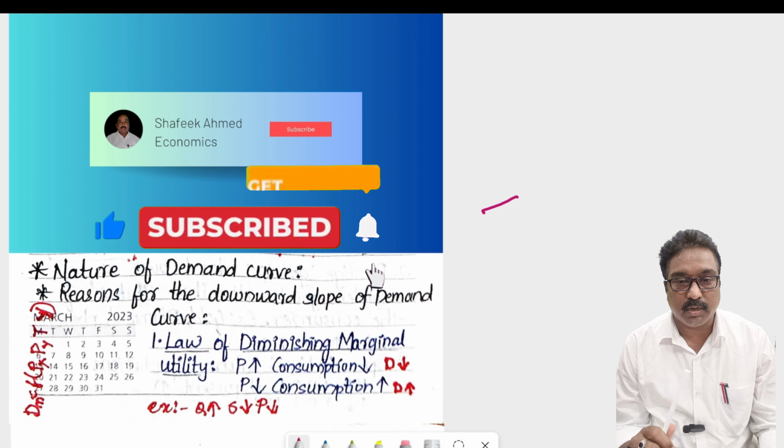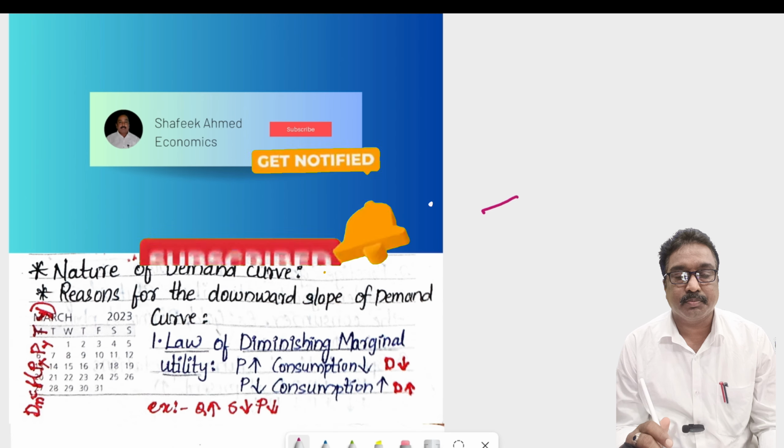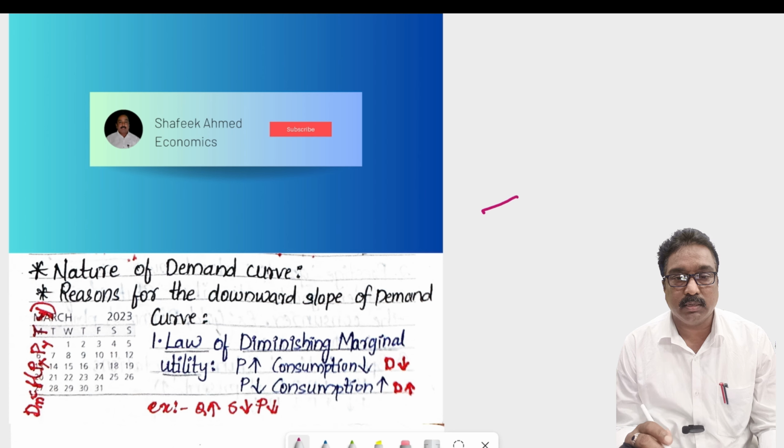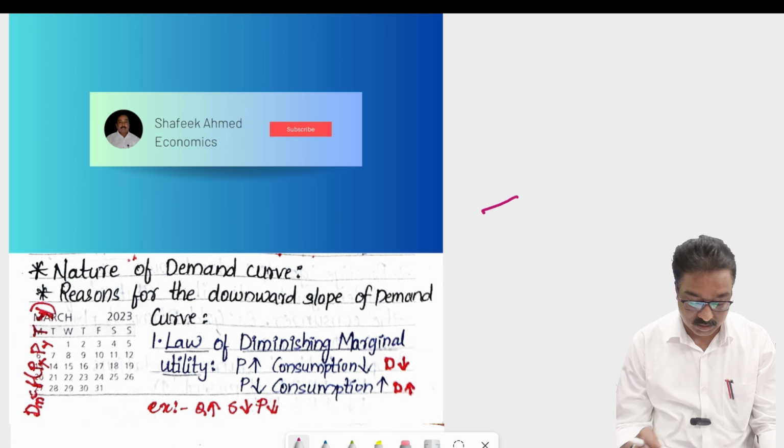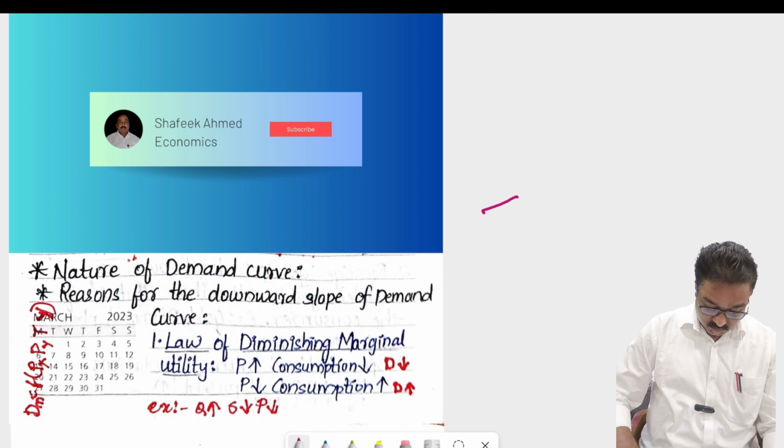Today also I am going to explain one important topic to you. What are the reasons for the downward sloping of the demand curve? This is a continuing class about the law of demand. So you know the law of demand theory. Here, what are the reasons for the downward sloping of the demand curve? Let us discuss that topic. Why? Because the demand curve goes downwards from left to right. What are the main reasons? Today we will discuss that.